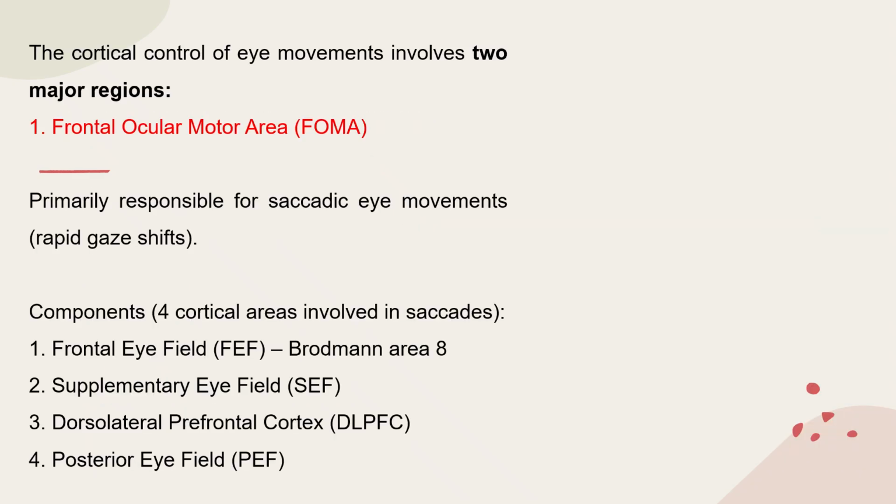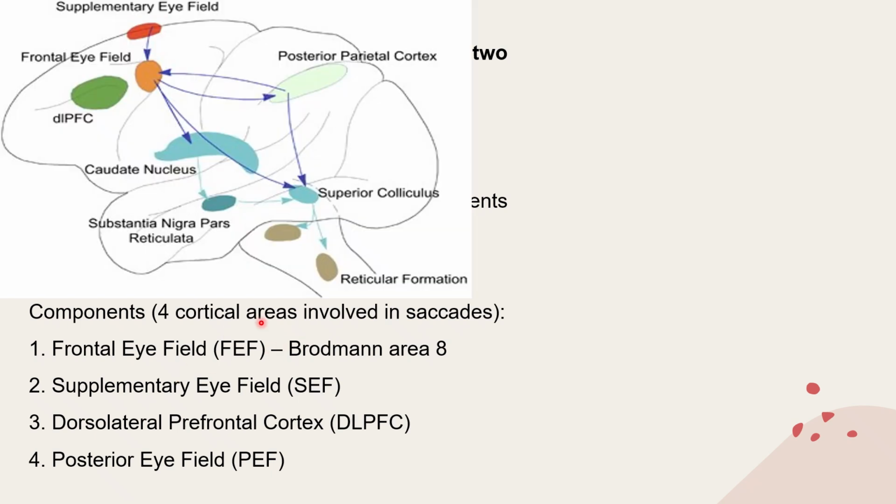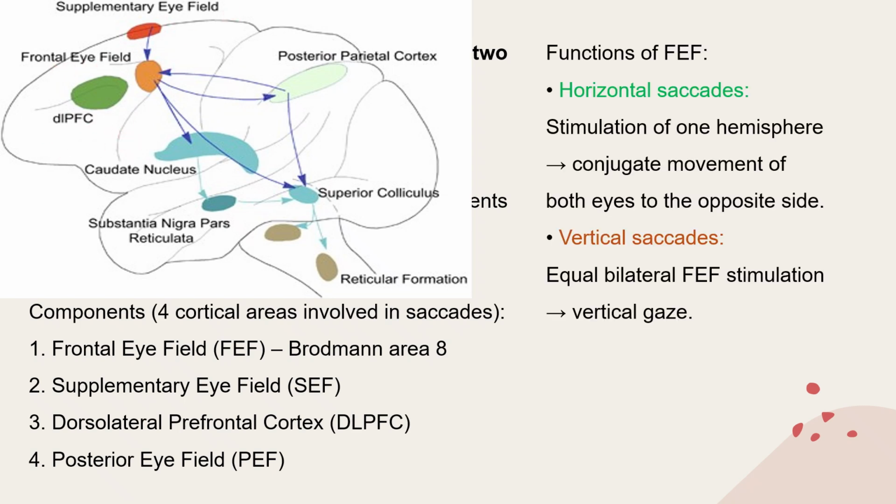Next, we have the cortical control of eye movements. These are involved in two major regions. One is frontal ocular motor area. Further, it is divided into four components: frontal eye field, supplementary eye field, dorsolateral prefrontal cortex, and posterior eye field. In this, we can see the supplementary eye field, frontal eye field, and the dorsolateral prefrontal cortex.